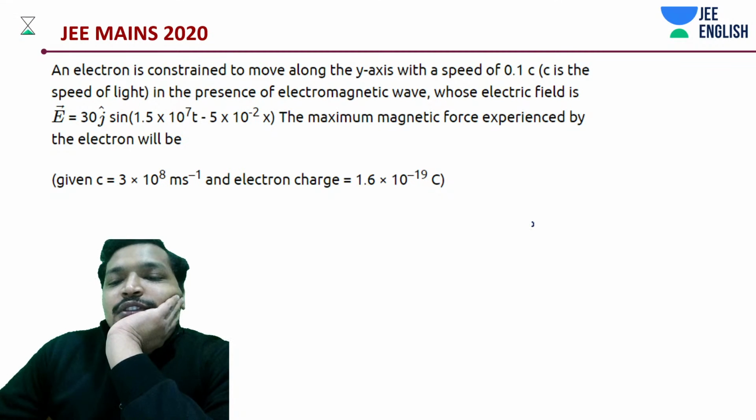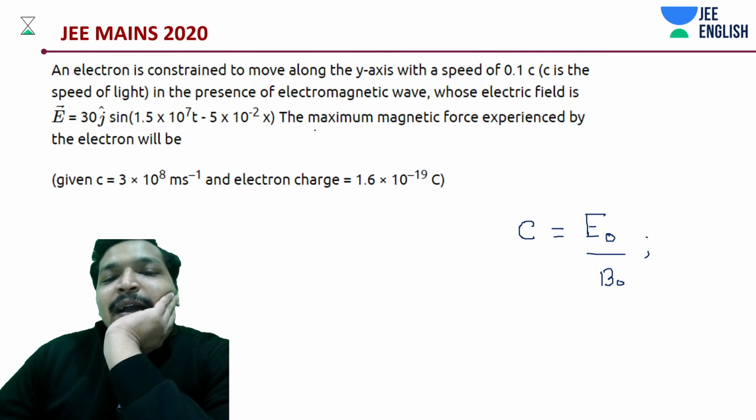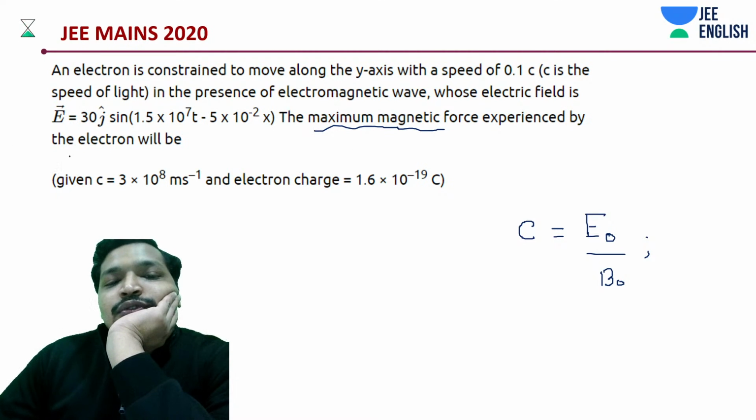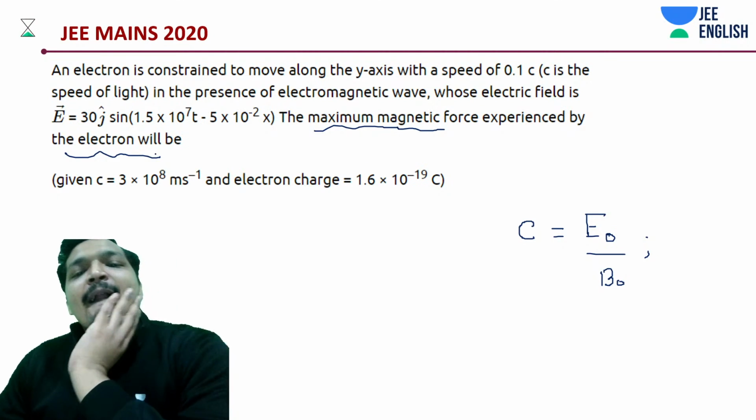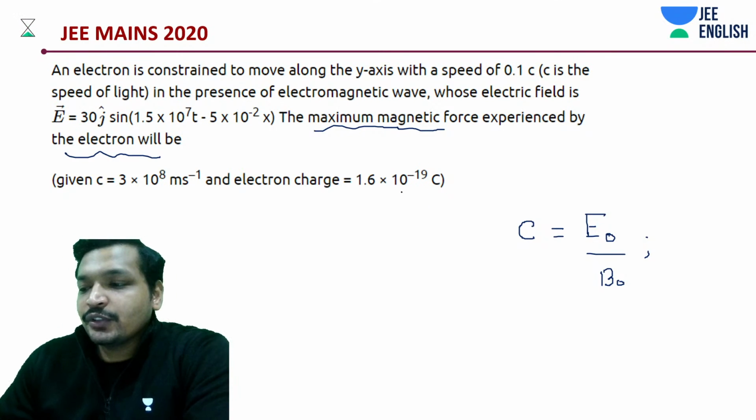So we know the speed of light c is equal to how much? E naught by B naught. Okay, why are we doing this? We need to find the maximum magnetic force on the electron, not the maximum force, but the maximum magnetic force.